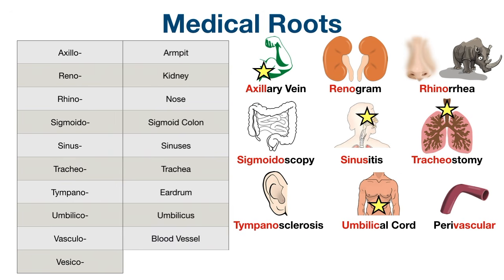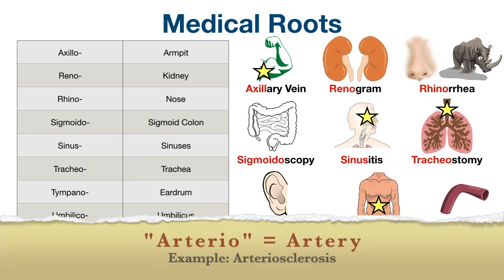Next, we have vasculo, which pertains to blood vessels. An example is perivascular, which means situated or occurring around a blood vessel. Perivascular is a good example of a medical term that uses a prefix, which in this case is peri, meaning around or surrounding, followed by the root word. You might also remember from the last video that arterio refers to an artery.